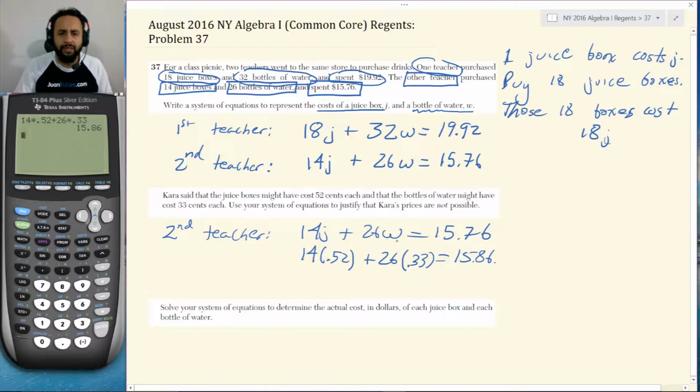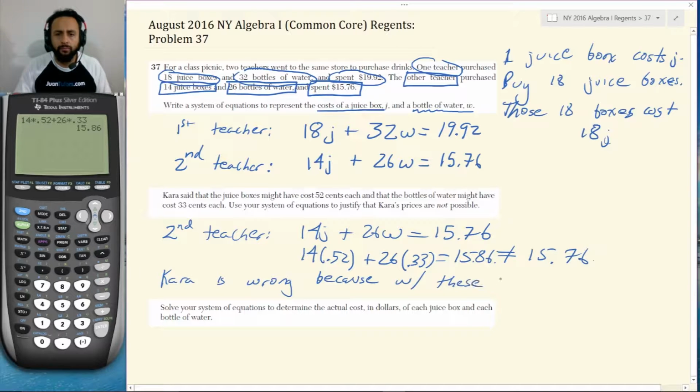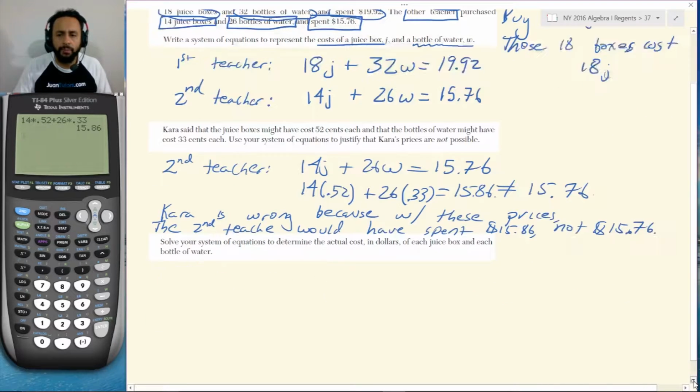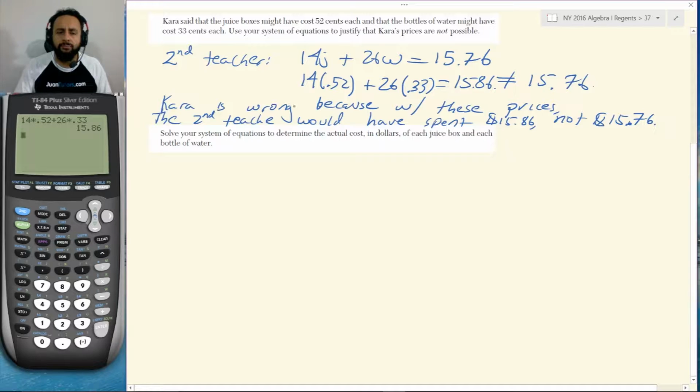So then for Kara, you have to give a justification why this is wrong. Frequently they'll ask for a verbal explanation. You could just say this is not equal to 1576 and you're done. But if they use the word explain, then you do need to use words. So I will use words. Kara is wrong because with these prices, the second teacher would have spent $15.86, not $15.76. That's it. That's done. That's 2 points. Justification is enough for this, but if they say the word explain, you need the words.